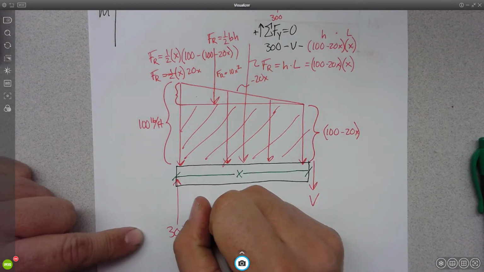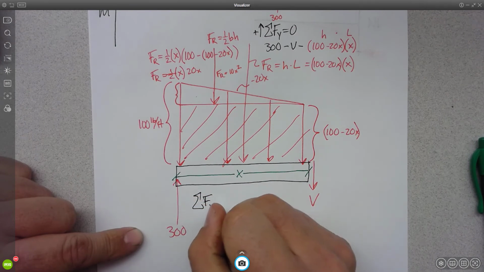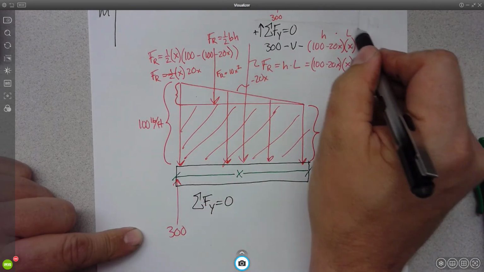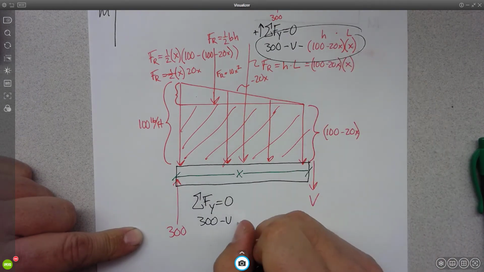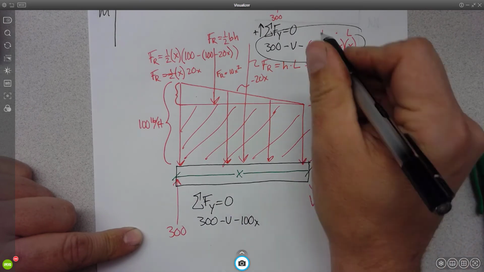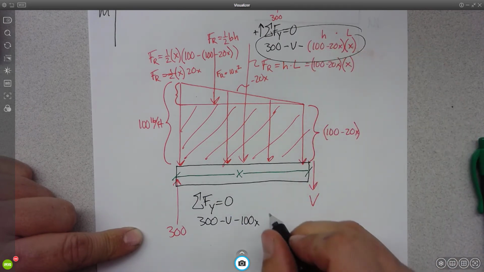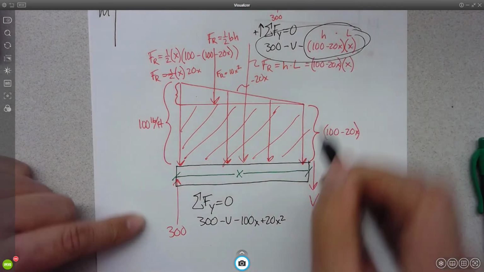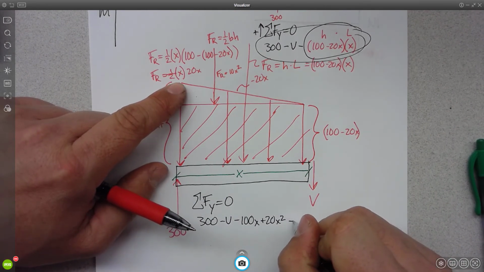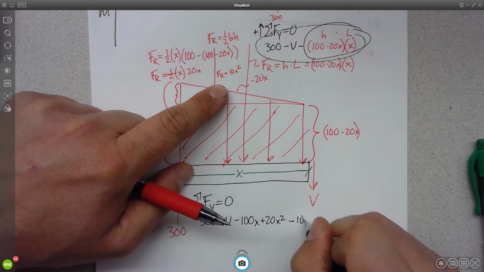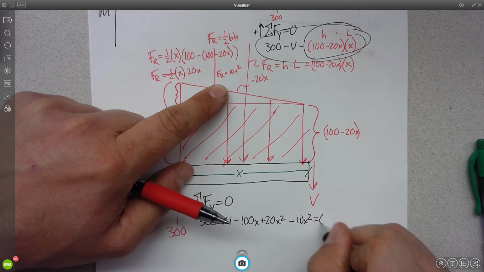So let's finish our summation in the y. I'm just taking this and I'm moving it down. I'll have 300 minus V minus 100x plus 20x squared. That's this term here. Minus 10x squared equals 0.